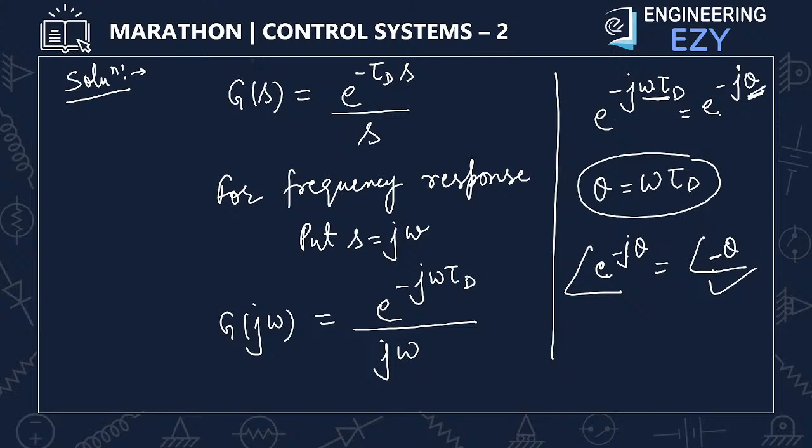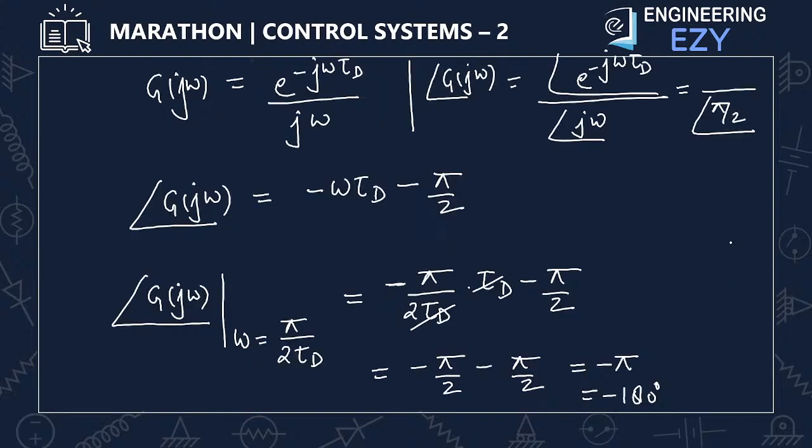So the angle of e to the power minus j omega tau d is minus omega tau d. But this angle is in radian because omega is always in radian. So to convert into degrees, either we have to multiply by 180 by pi or calculate the angle in radian. So first of all, I have calculated the angle in radian and then converted into degrees.